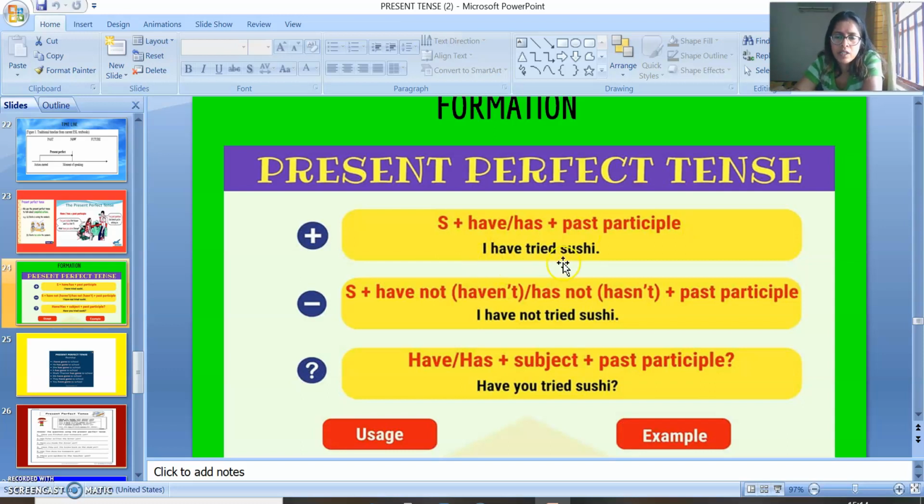Example, I have tried sushi before. Instead of I, if I say Rahul, if Rahul is the subject, then you will take has as the helping verb, because Rahul is singular and Rahul is third person singular. You have to keep all these points in mind when you are framing sentences of any kind. I hope I'm clear. And this is an example of a negative sentence, and this is an example of interrogative sentence.